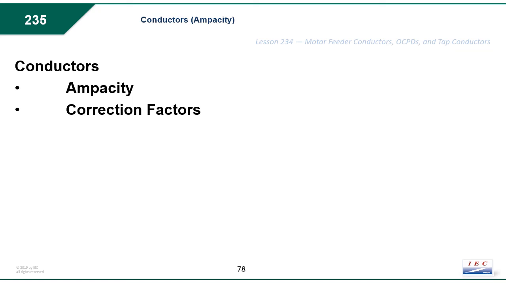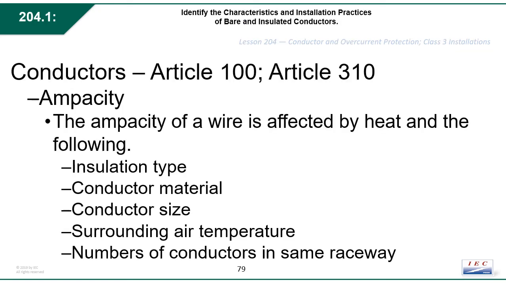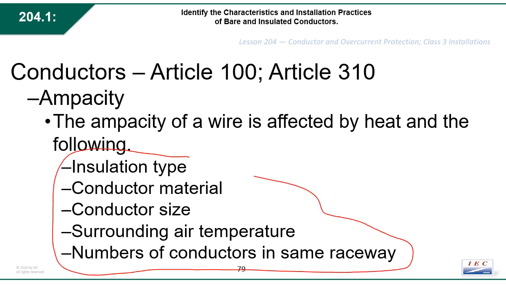Conductors, ampacity correction factors. Both of these you're going to find on the exam. Ampacity. The ampacity of a wire is affected by heat and the following: insulation type, conductor material, number of conductors in a raceway, conductor size, surrounding air temp. Heat adds resistance. I'd write that down. Heat adds resistance. So it is up to us to install in a manner that dissipates that heat without breaking down the wiring.